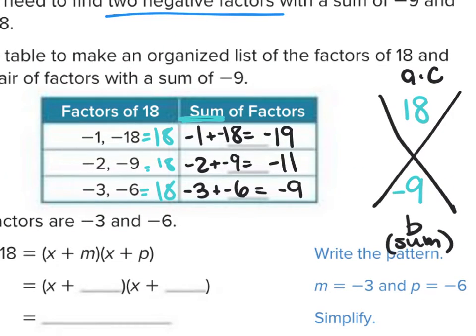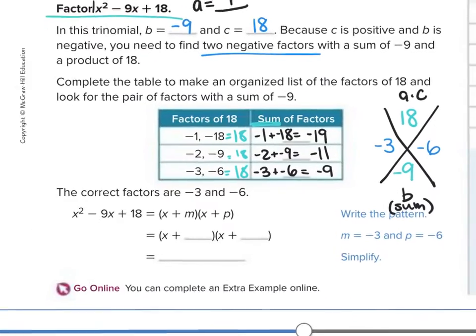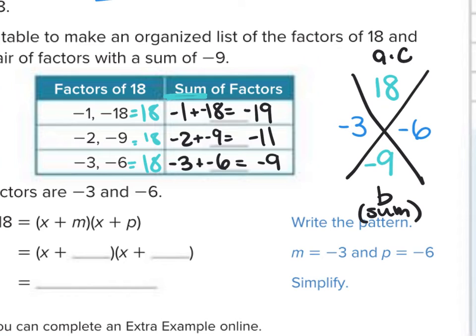Tori said they all multiplied to 18. That's right. Now we're just checking which two worked. The only two that added to negative 9 were what two numbers? Negative 3, negative 6. That is the hardest part. Now I'll show you how to write it. Do we have any questions on just that part?